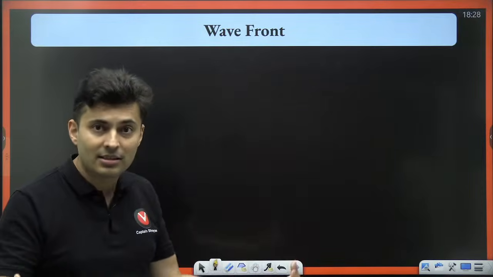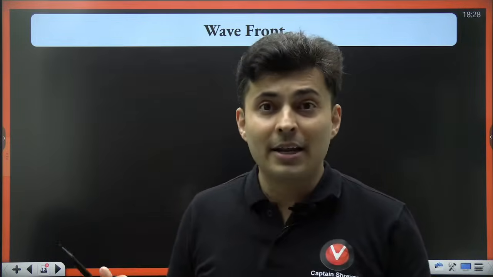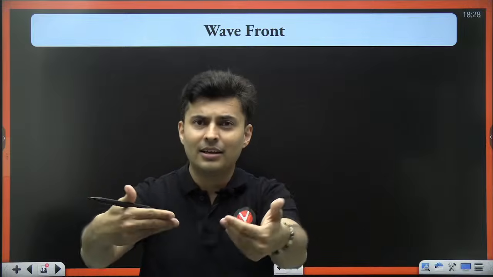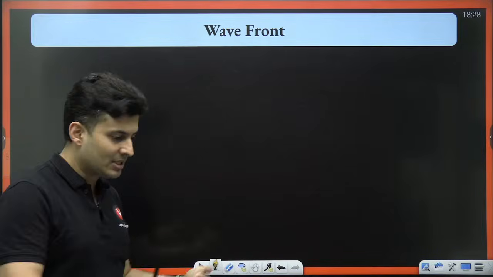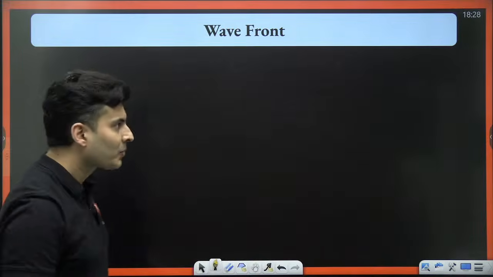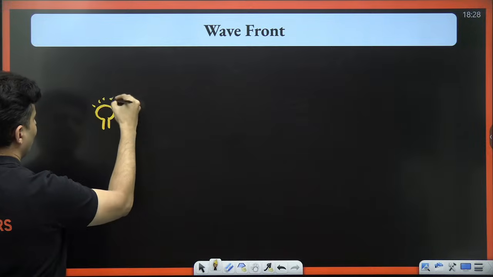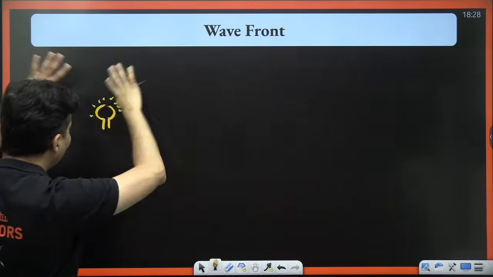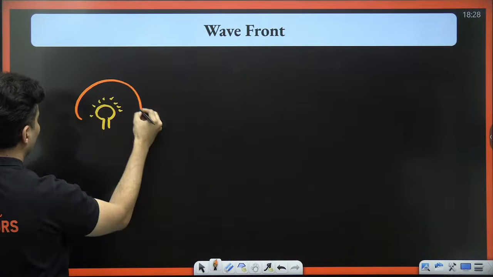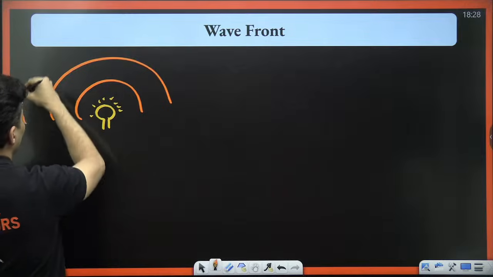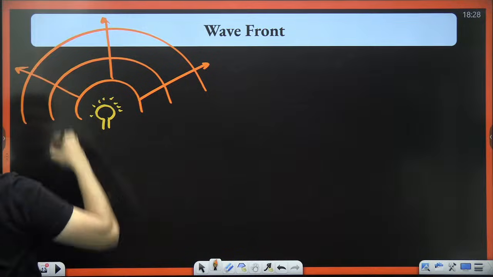Wavefront. Front means it's ahead. It's like you are an army standing in the front. That's like the army's front. So same thing, wavefront: the one which is going ahead and ahead and ahead. So say for example, I have a light bulb over here. The wave of that light will go in all the directions. And you will see slowly the wave goes here, goes here, goes here, etc.